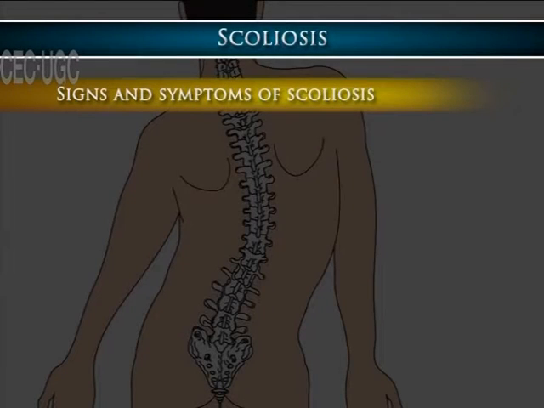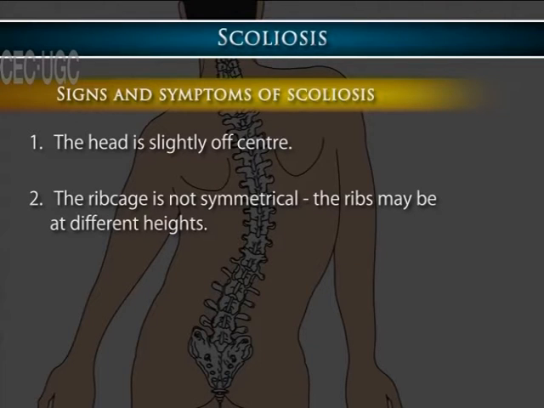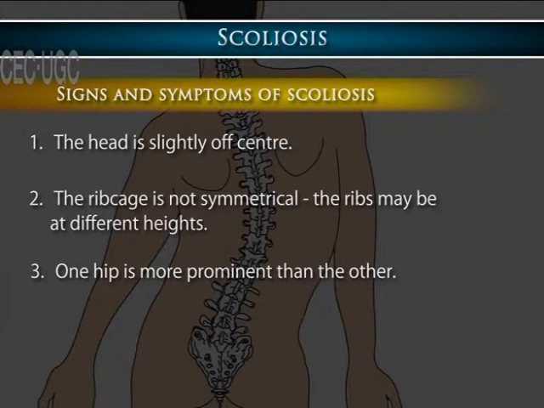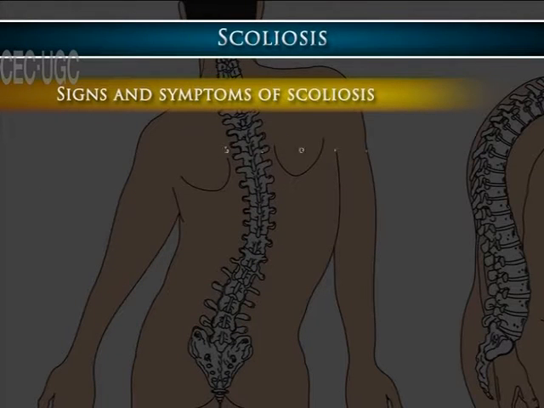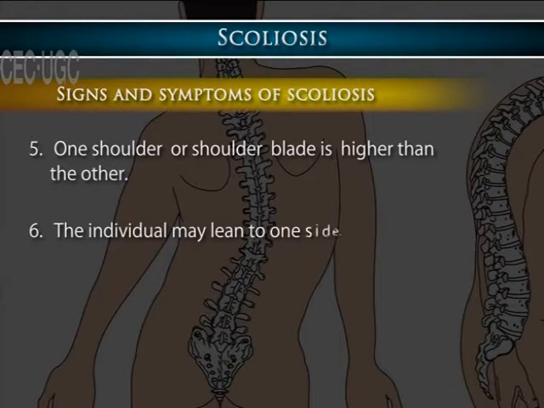Signs and symptoms of scoliosis. First one, the head is slightly off the center. Second one, the ribcage is not symmetrical. The ribs may be at different heights. The third one, one hip is more prominent than the other. Fourth one, clothes do not hang properly. Fifth one, one shoulder or shoulder blade is higher than the other. Sixth one, the individual may lean to one side. And last one is uneven leg length.